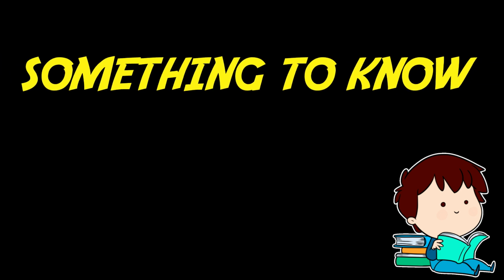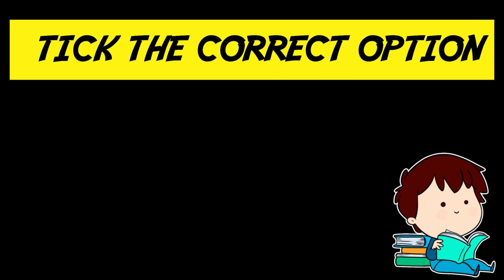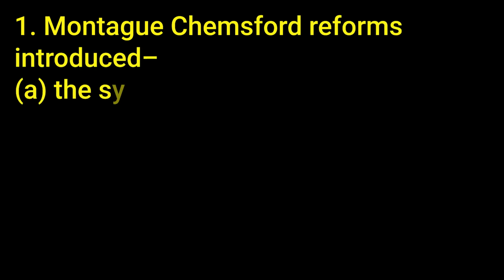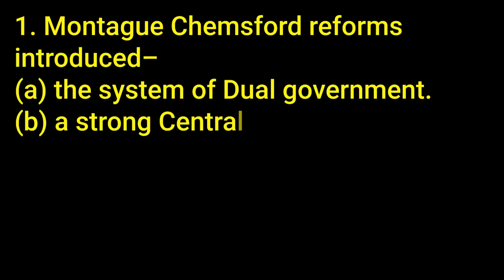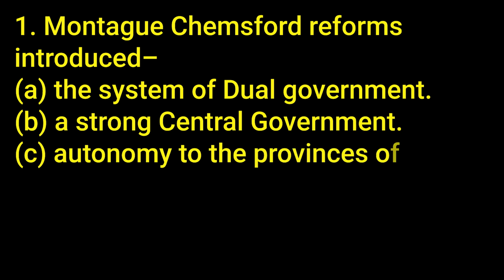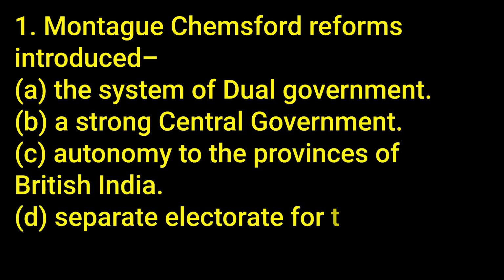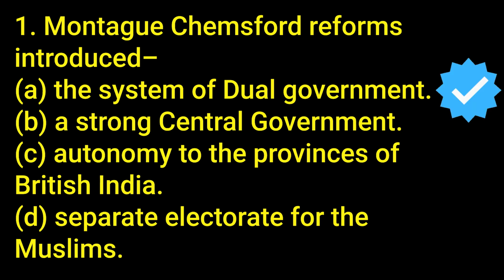Let's start. First we will do something to know. Question A. Take the correct option. 1. Montagu Chelmsford reforms introduced the system of dual government. B. A strong central government. C. Autonomy to the provinces of British India. D. Separate electorate for the Muslims. Answer. The system of dual government.